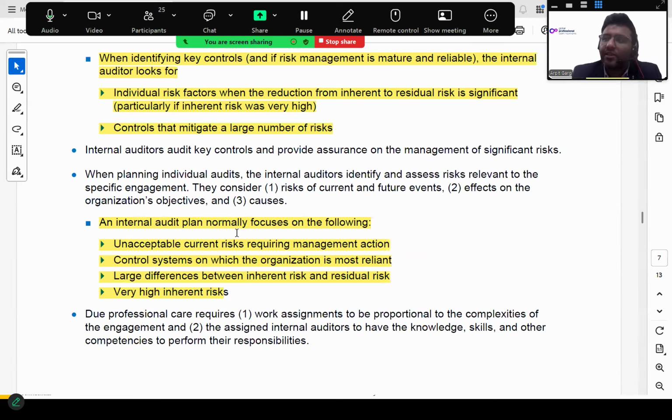Let's take another example. There is a data privacy failure that has happened in the recent past, or a ransomware attack. Do you think a cybersecurity control or data privacy control aspect which requires management action, you will consider that in the plan? Yes. So what are we saying here? It says that the internal audit plan should focus on unacceptable current risks which require management action, and the control systems on which the organization is most reliant.